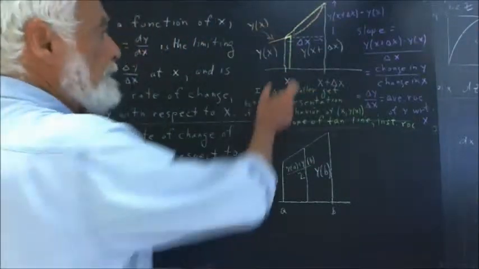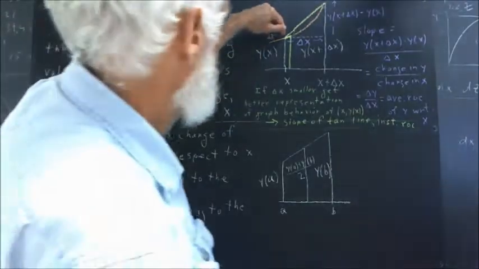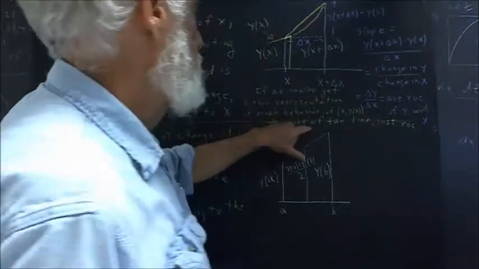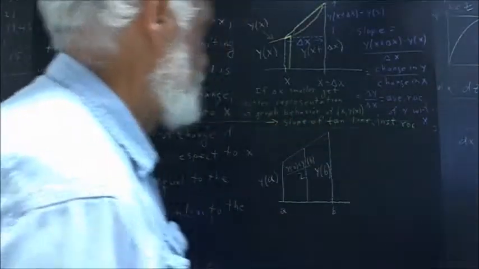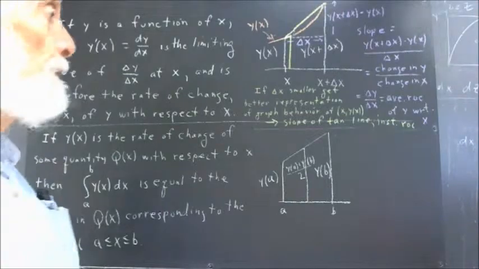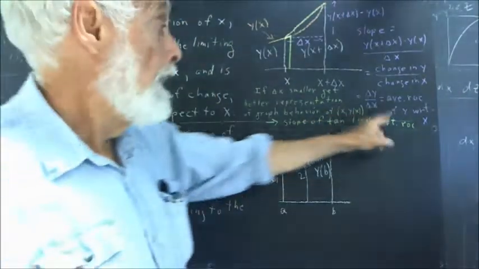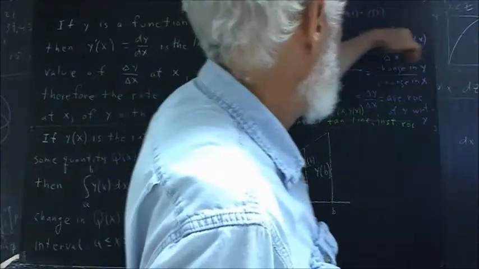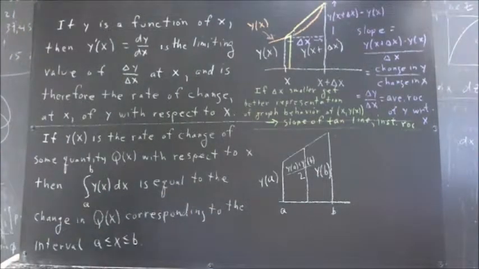So as we allow delta x to shrink, we get much closer to the behavior of the graph at this point, and we approach the slope of the tangent line, which is the instantaneous rate of change. Now, we don't need a picture, we don't need a tangent line to define the instantaneous rate of change. We just define it as the limiting value of this difference quotient here with no reference to a graph, and we have a perfectly good definition.